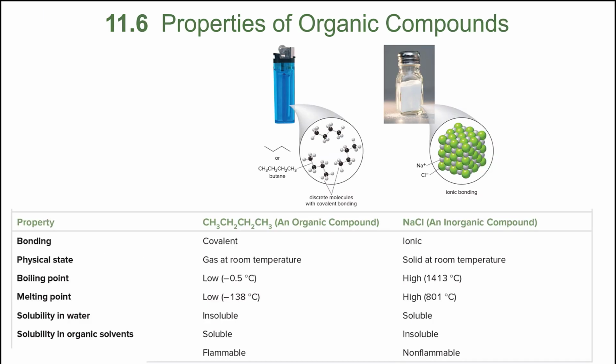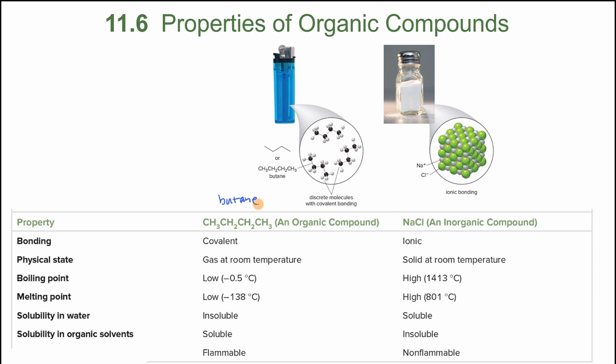There's different properties that we'll encounter with functional groups. The way that they interact with themselves and each other will affect bonding, their physical state, melting points and boiling points, and also solubility in water. If we look at an organic compound, this one is butane, which is shown there. You might encounter butane in a lighter. Those are covalent bonds between each of those carbons and hydrogen.